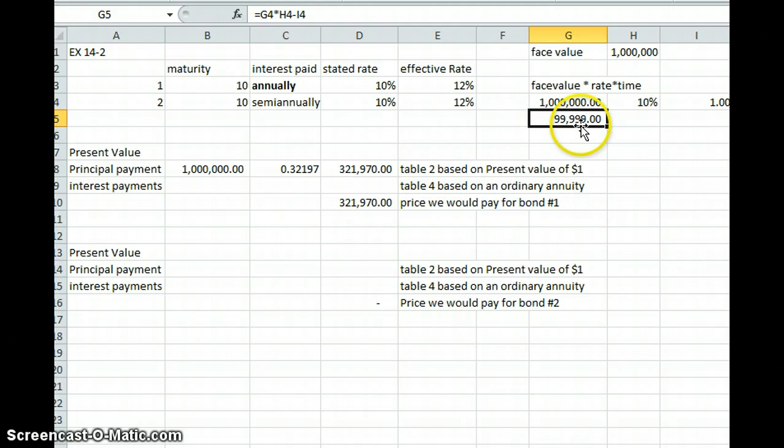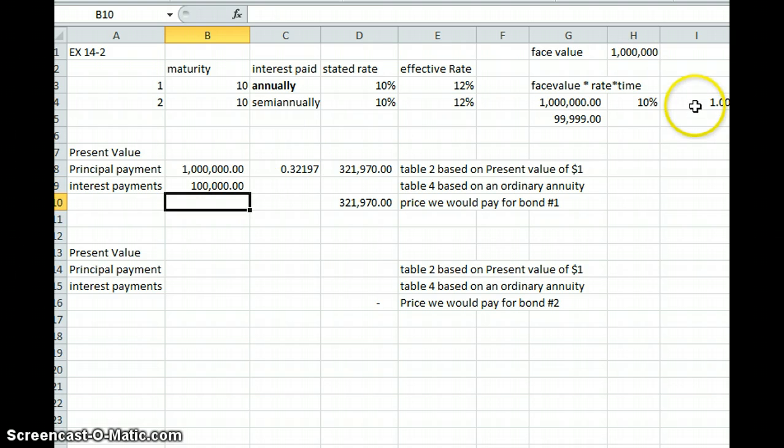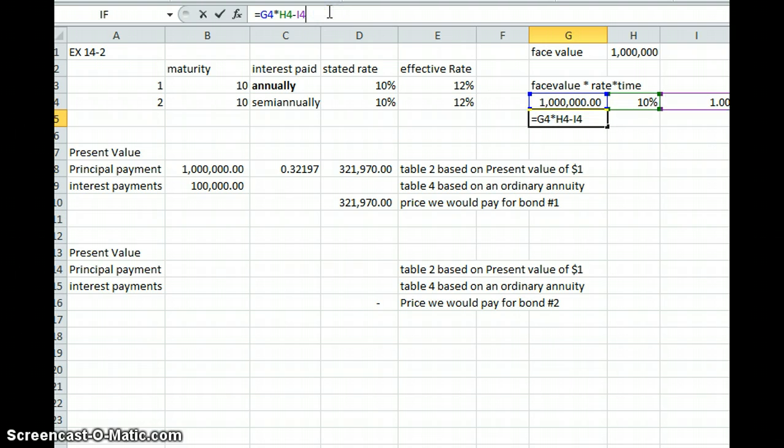100,000. I don't know if we're getting something a little funky here, oh, because I said minus 1 instead of multiplying times 1.